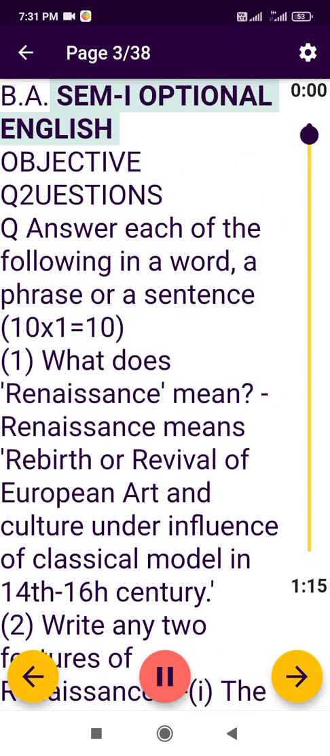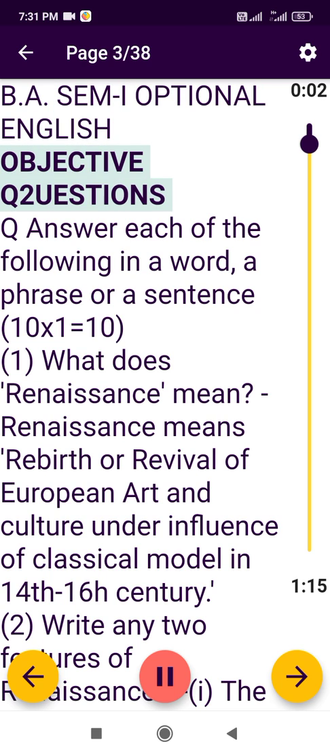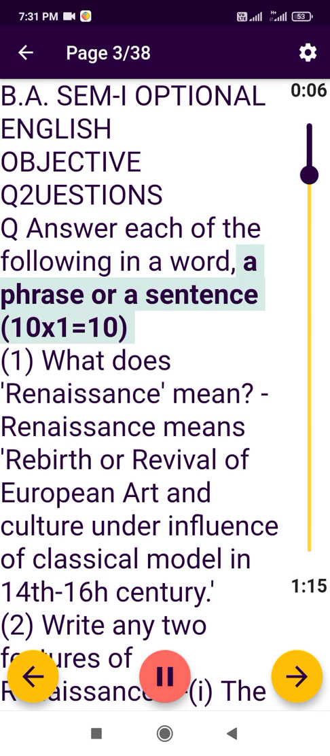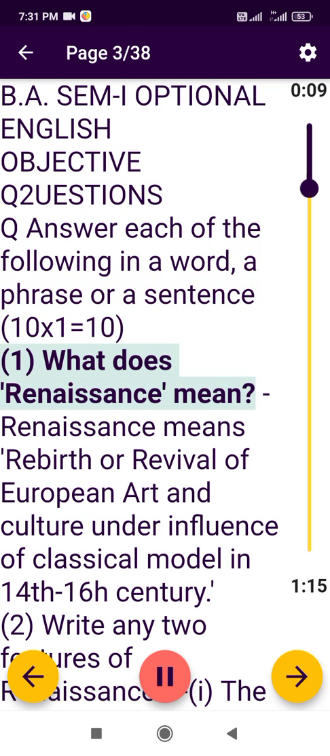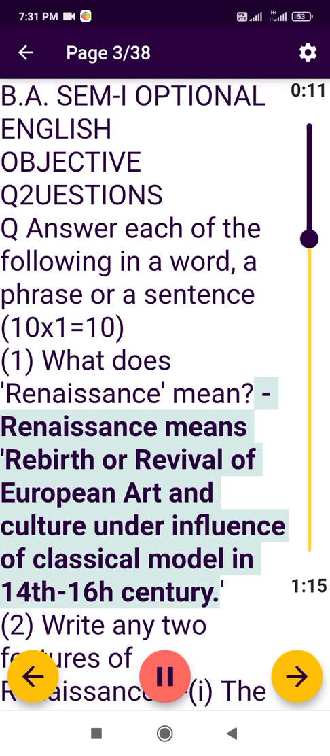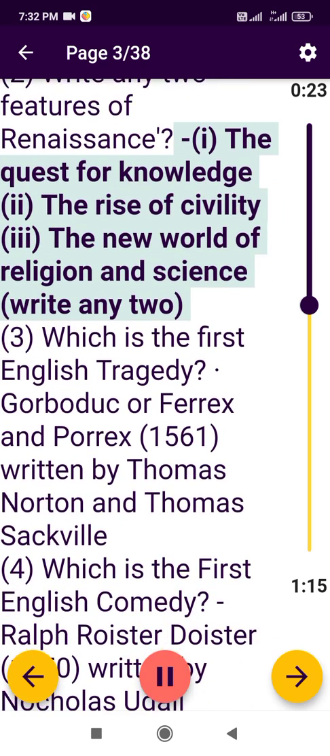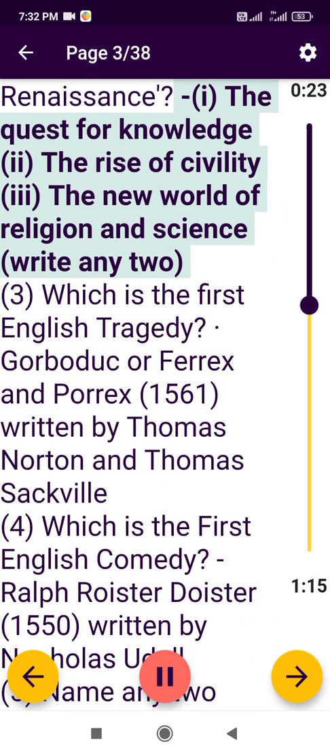BA Optional English, objective questions. Answer each of the following in a word, a phrase, or a sentence, 10x1 equals 10. 1. What does Renaissance mean? Renaissance means rebirth or revival of European art and culture under the influence of the classical model in the 14th to 16th century. 2. Write any 2 features of Renaissance. I. The quest for knowledge. II. The rise of civility. III. The new world of religion and science. Write any 2.